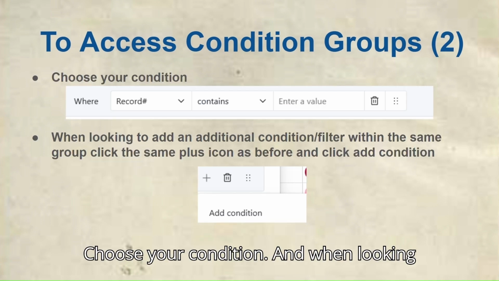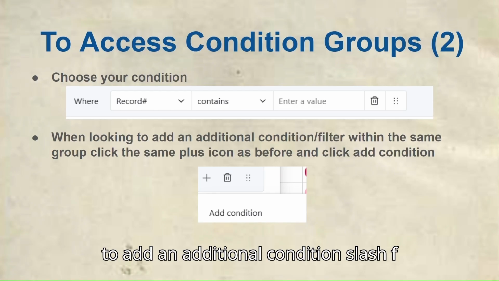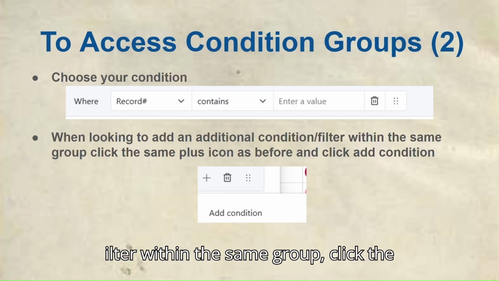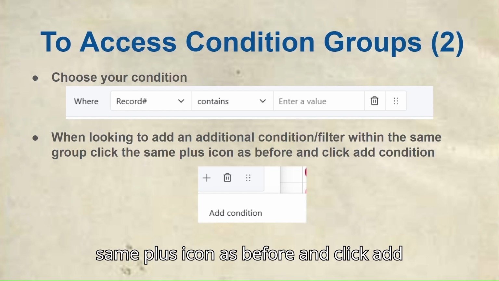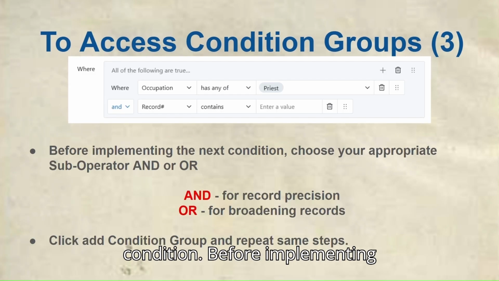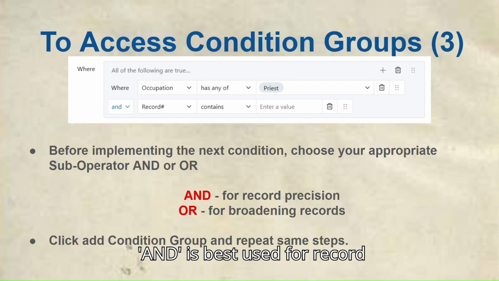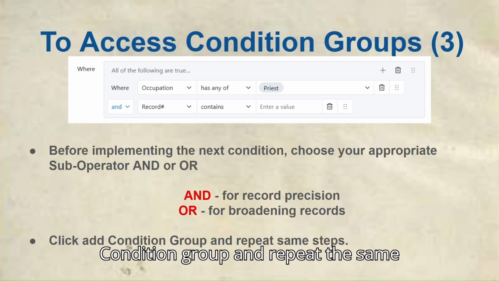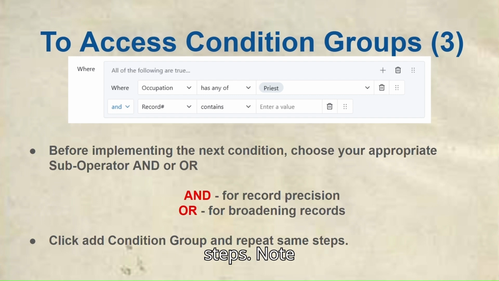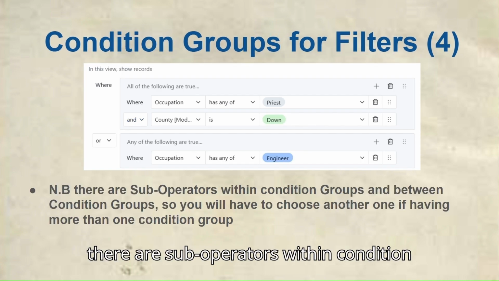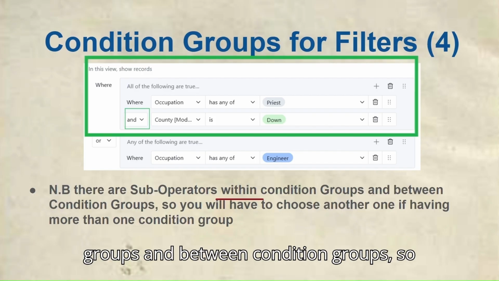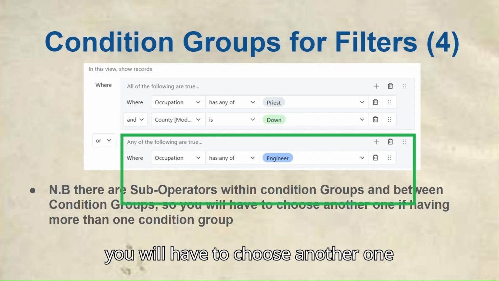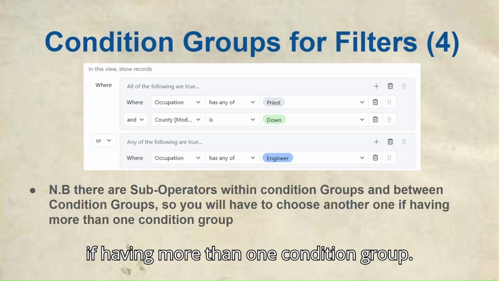Choose your condition, and when looking to add an additional condition/filter within the same group, click the same plus icon as before and click Add Condition. Before implementing the next condition, choose your appropriate sub-operator, AND or OR. AND is best used for record precision, OR is best used for broadening records. Click Add Condition Group and repeat the same steps. Note: there are sub-operators within condition groups and between condition groups, so you will have to choose another one if having more than one condition group.